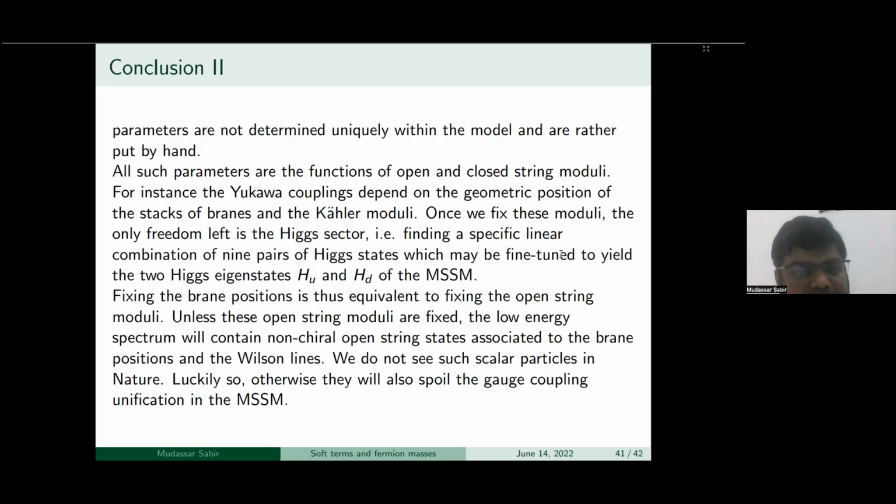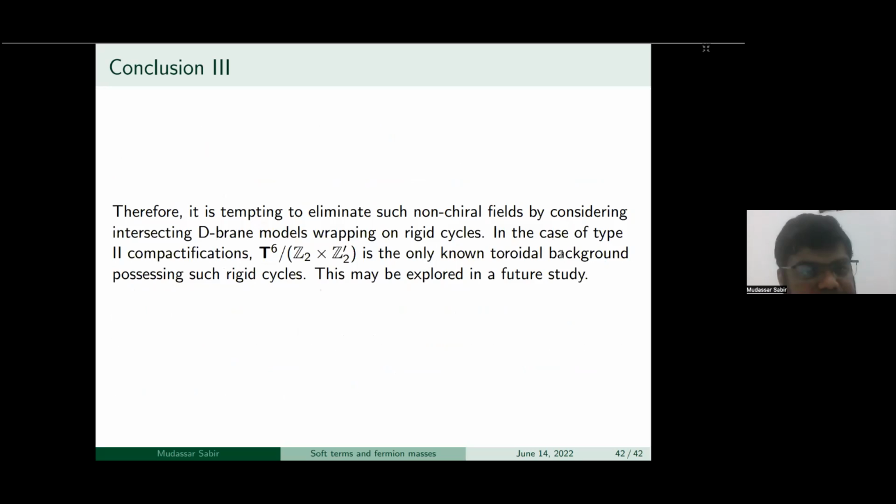So fixing the brane positions is thus equivalent to fixing the open string moduli. Unless these open string moduli are fixed, the low energy spectrum will contain non-chiral open string states associated to the brane positions and the Wilson lines. We do not see such scalar particles in nature. Luckily so, otherwise they would also spoil the gauge coupling unification in the MSSM.